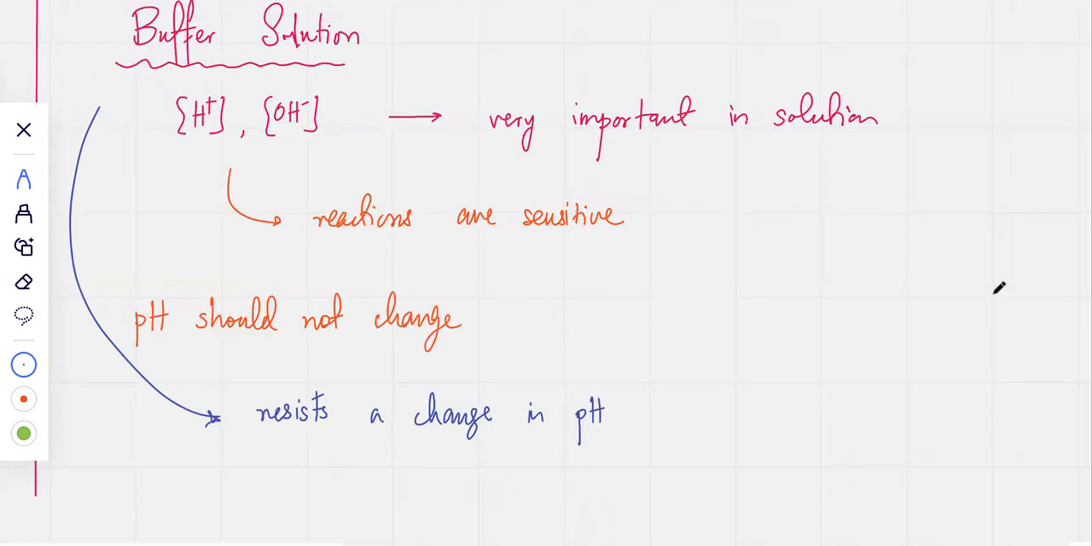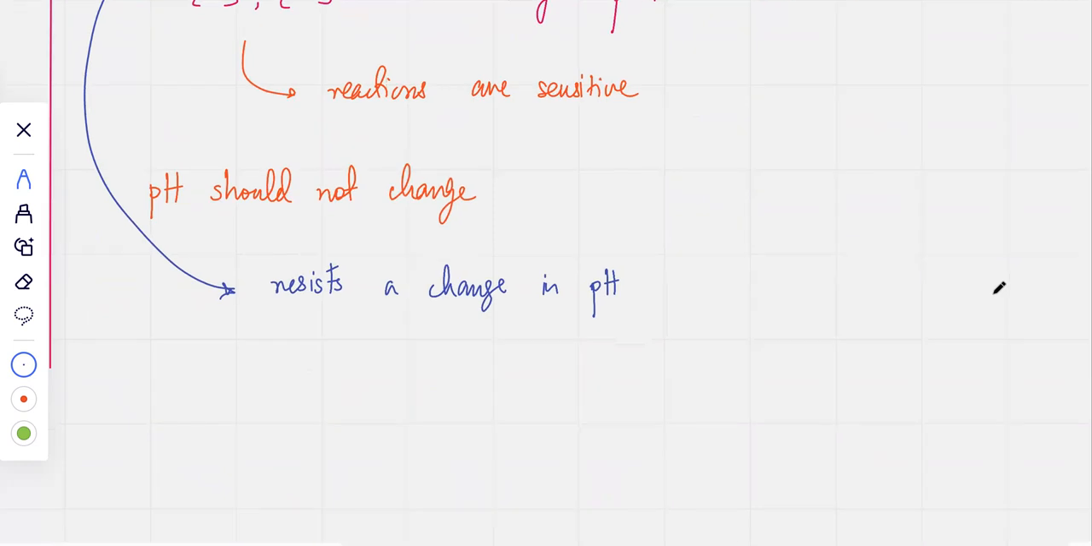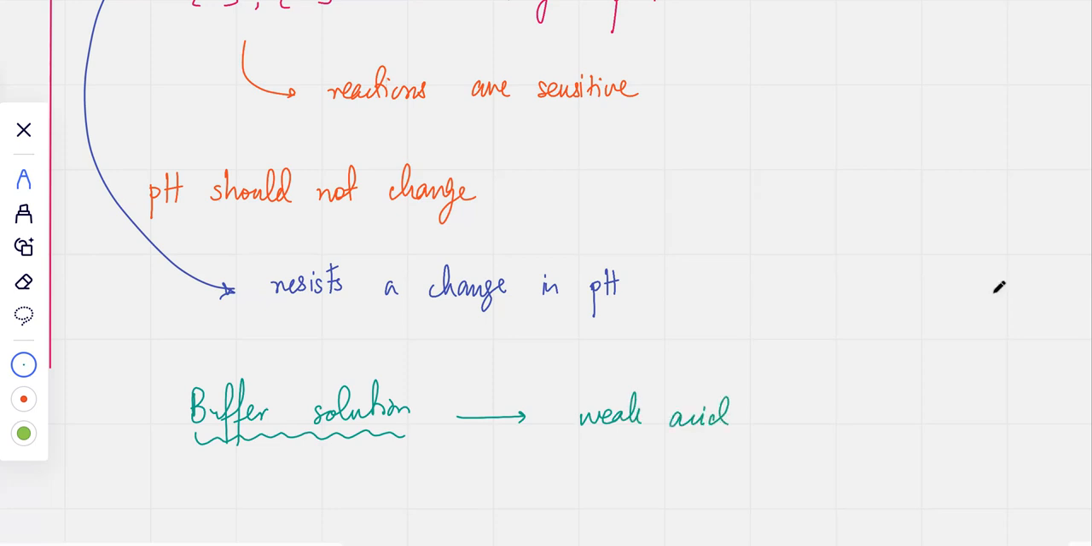So how is that possible? The way that's possible is that a buffer solution is made, and that buffer solution is made up of two things. Now, you don't want the pH to change, so you create a buffer solution, and it's made up of a weak acid plus its conjugate base as well, or salt.